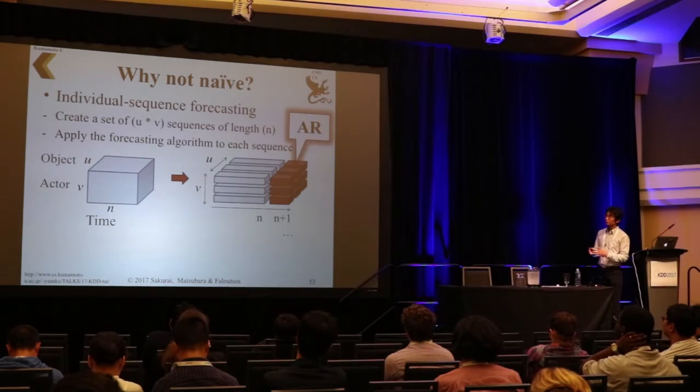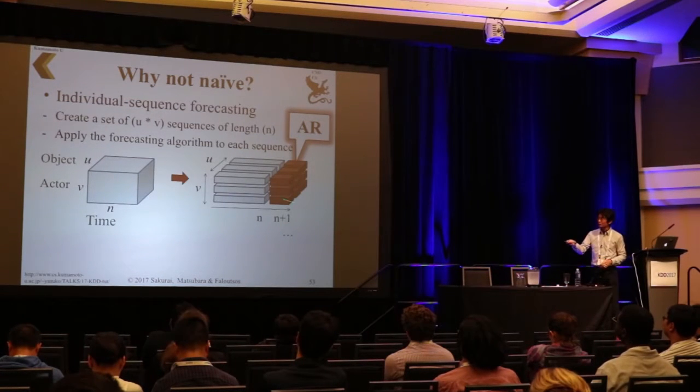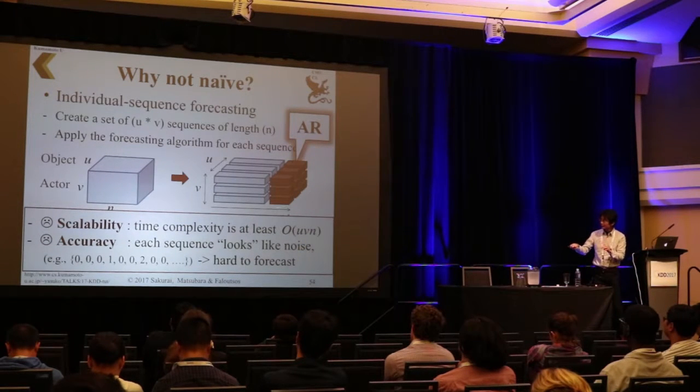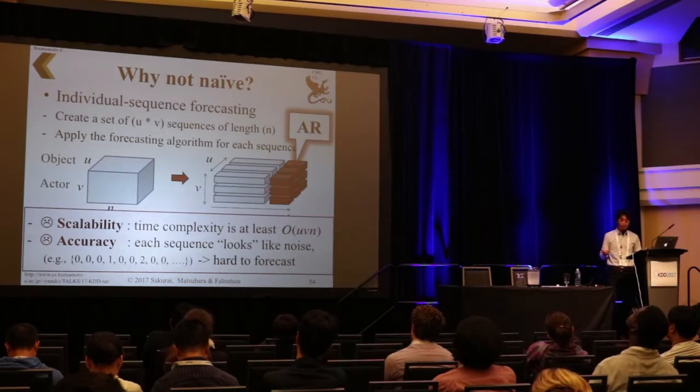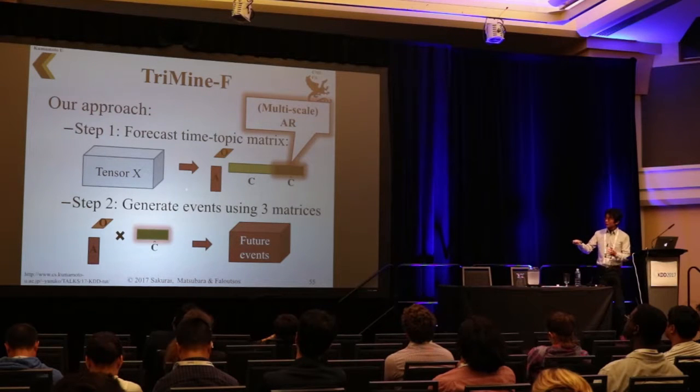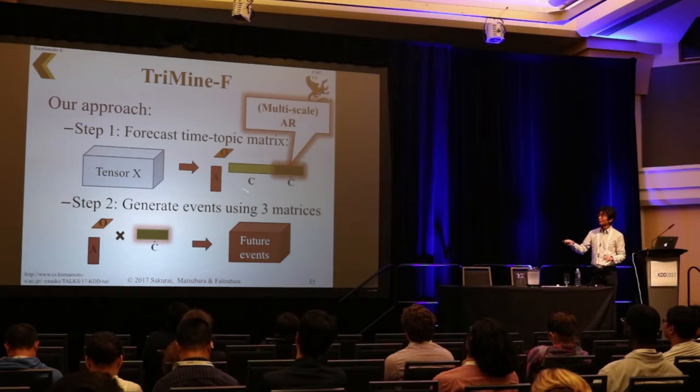Micro analysis is not good for forecasting because problem number one is related to scalability. The time complexity is bad for forecasting. Also, if we focus on single series, like noise, it is hard to do the forecasting. So, at first, we decompose the tensor by using Gibbs sampling. Then we aggregate the information of each topic. Then we do the forecasting of the time vector.